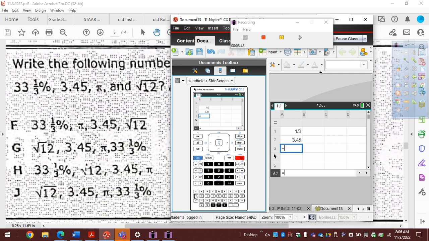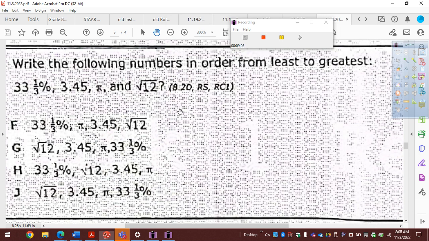Almost, Jared, almost. And then equals square root of 12. So then I want to put them in order. Great. Let me see. From least to greatest.